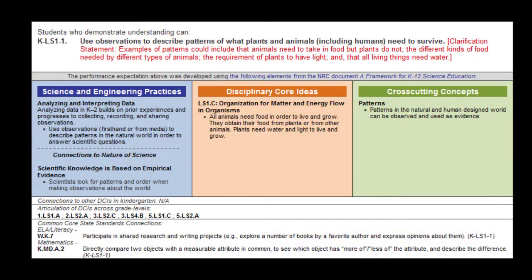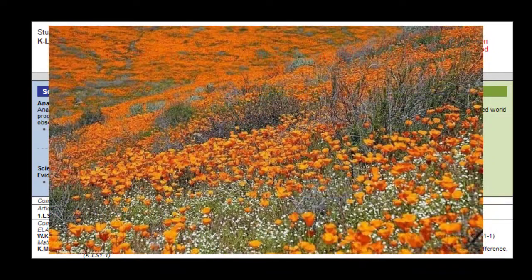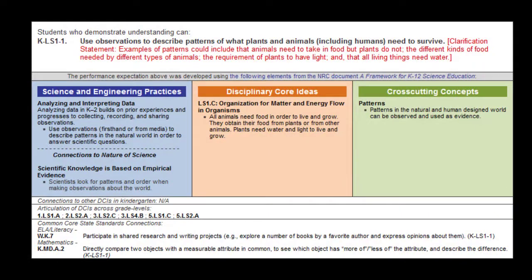When thinking about this PE, or any PE for that matter, we want to start with phenomena that are local so our students have a connection with the real world they live in and around. Also, because these are 4- and 5-year-old children we're talking about, before we can start talking about what plants and animals need to survive, we should probably make sure they have an understanding of what a plant and an animal is. The following is a description of each for your general knowledge.